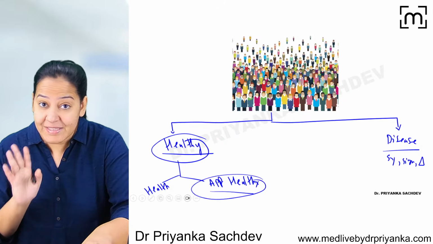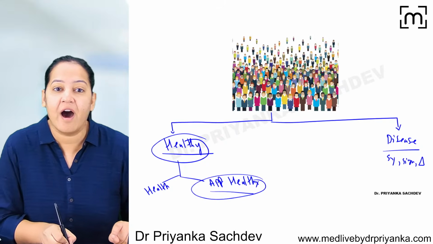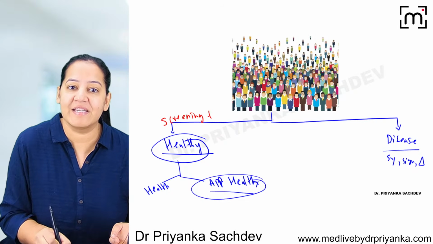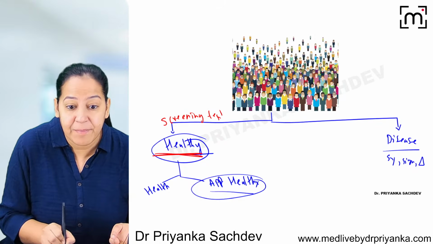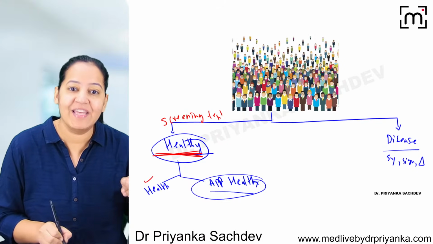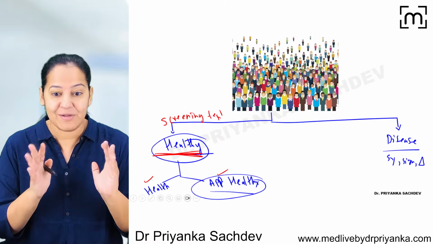So this is the basis of the screening test. Now you can understand we are applying the screening test here. We are applying the screening test on a group of healthy people who think they are healthy, to discriminate the actual healthy from the apparently healthy. This is the purpose of the screening test.